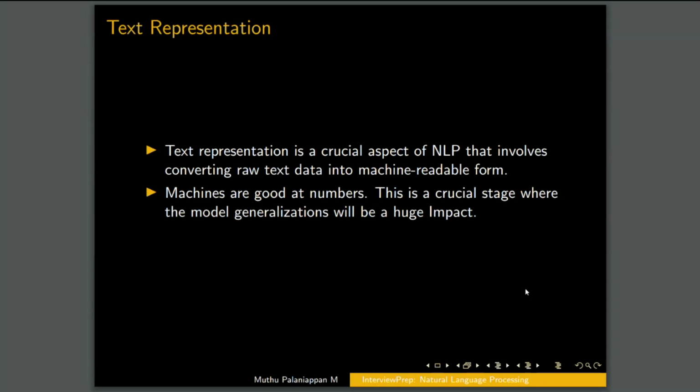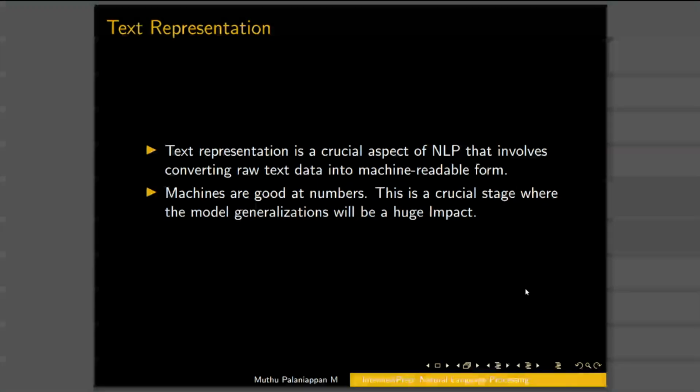Some people call this text representation a feature representation, so they are interchangeable terms. We'll go with text representation. Text representation is going to convert your raw text, whatever text you pre-processed, into a machine readable format. Machine readable format is mostly numbers or vectors, because machines can understand only numbers, they don't understand text, right?